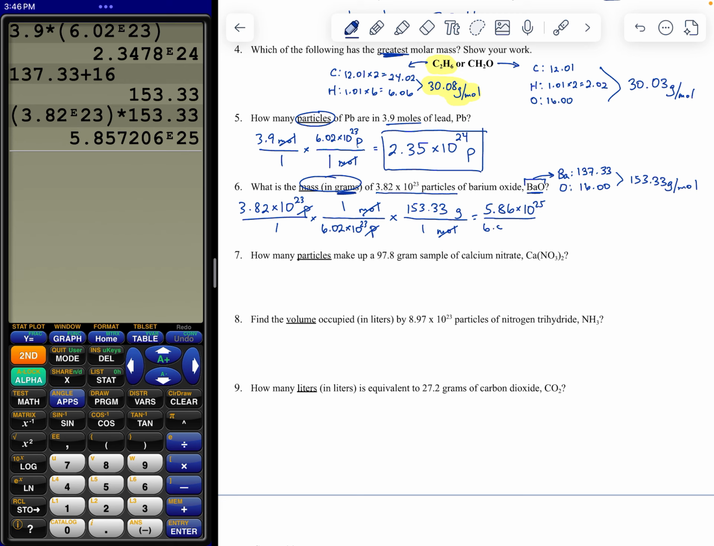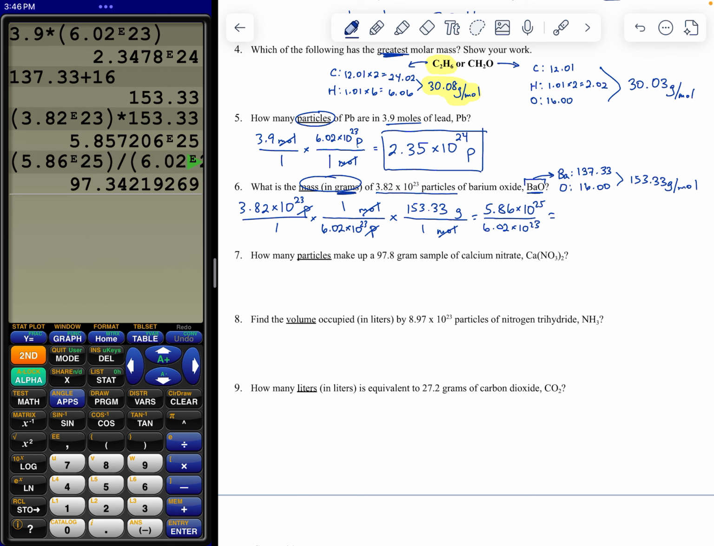And then, of course, at the bottom, it's just Avogadro's number there. And so we take that value, 5.86 times 10 to the 25th, and divide it by 6.02 times 10 to the 23rd. And we end up with 97.34 grams. All right, grams specifically of barium oxide there.